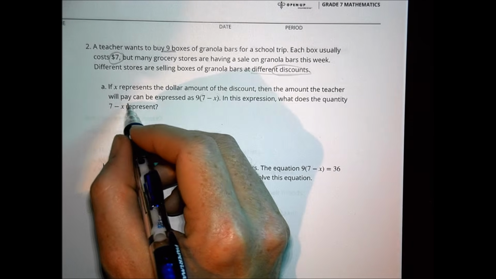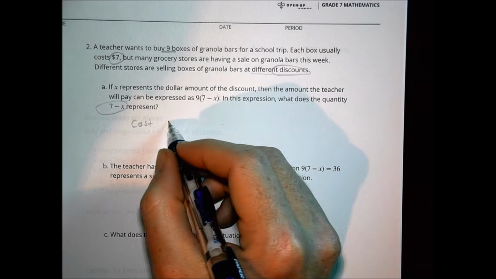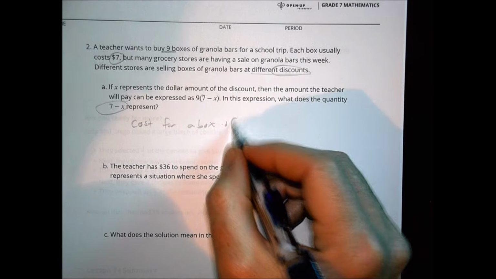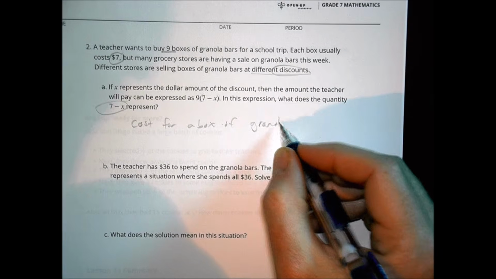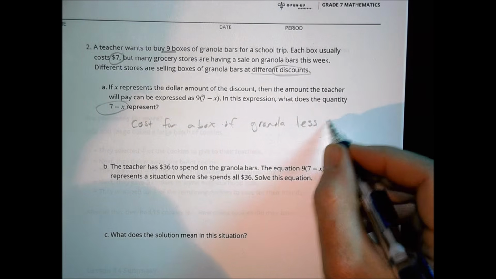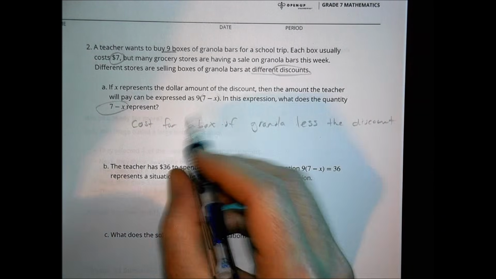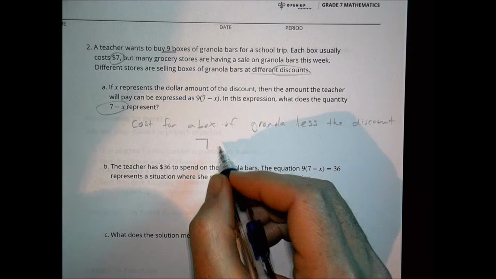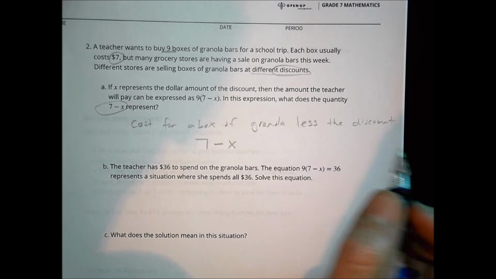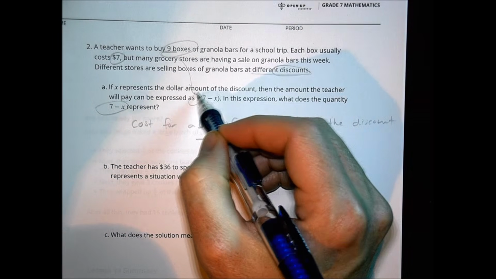So 7 minus x is the cost for a box of granola less the discount, or minus the discount, right? It's the box of granola minus the discount is what 7 minus x stands for. Now that 9 means we have 9 boxes. That's where the 9 comes from there.